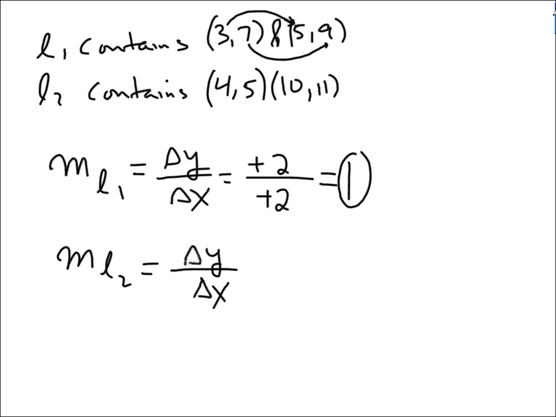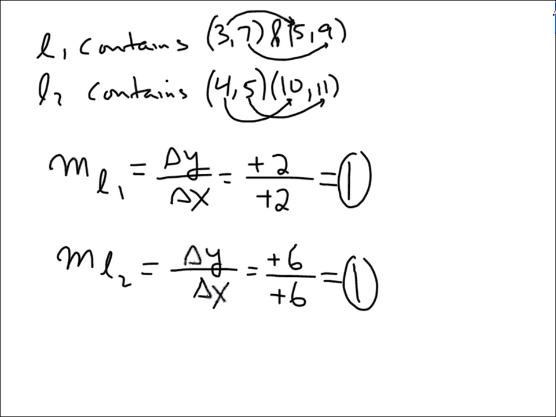Okay, the slope of line 2. Y goes from 5 to 11. It went up 6. X went from 4 to 10. It went up 6. 6 over 6 is 1. Now that I have these two slopes, I look at them. Since they're equal, that implies that line 1 is parallel to line 2. 1 equals 1. So line 1 and line 2 are parallel because they have the same slope.